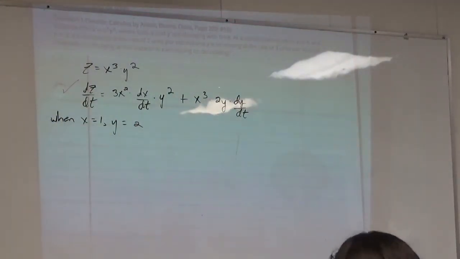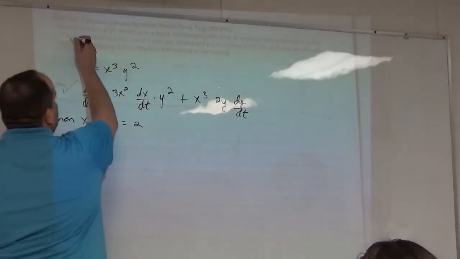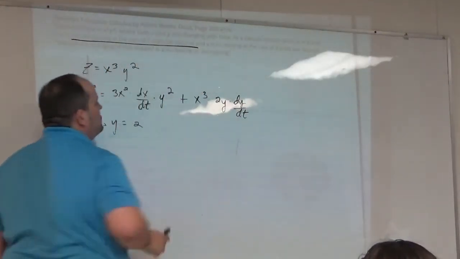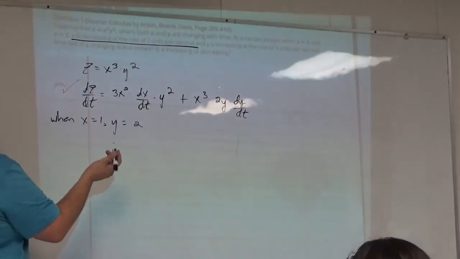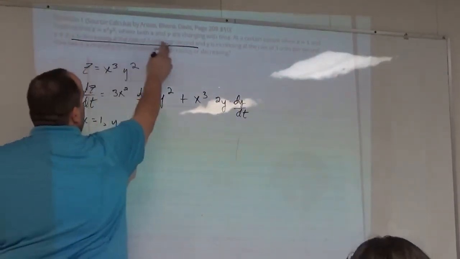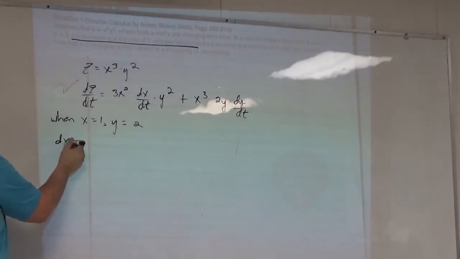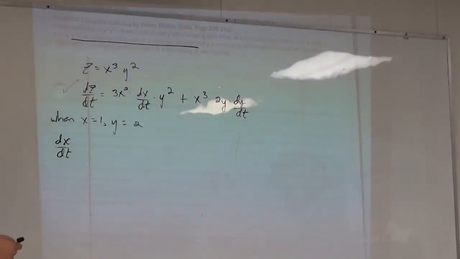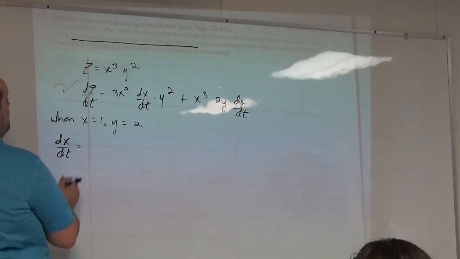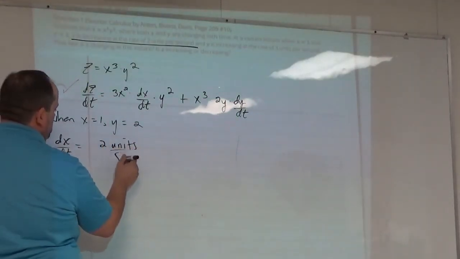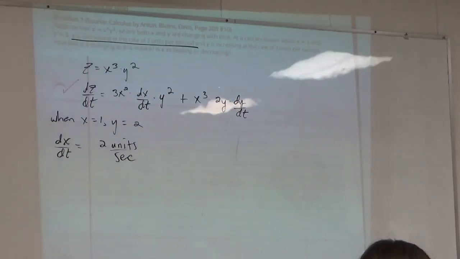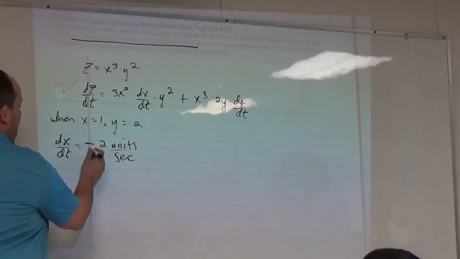Well, what else do we know? We know that x is decreasing at a rate of 2 units per second. So what is that? X is decreasing at a rate of 2 units per second. That's dx dt. Now I saw a lot of folks who said 2 units per second, and I like it but I don't love it. X is decreasing. So dx dt has to be negative.